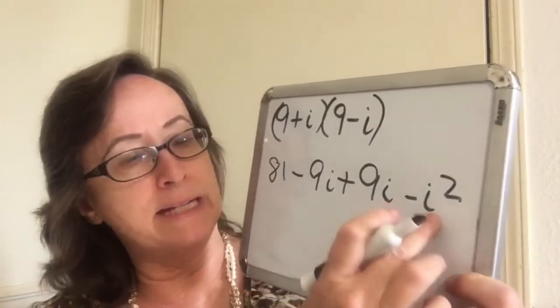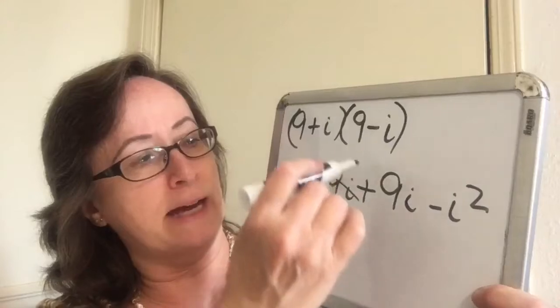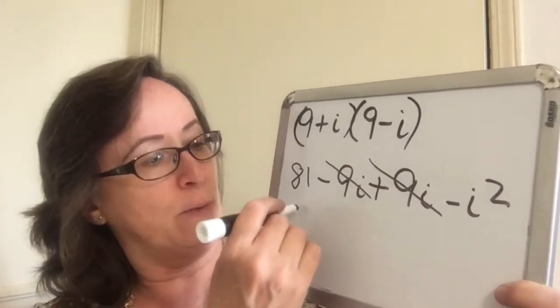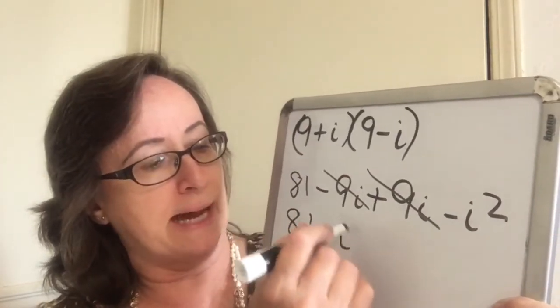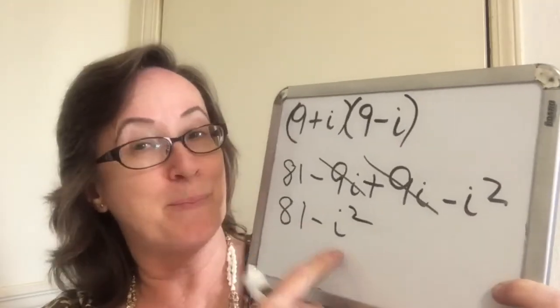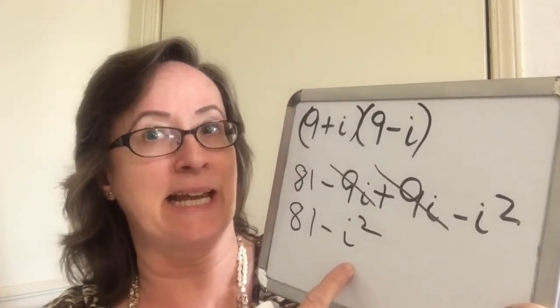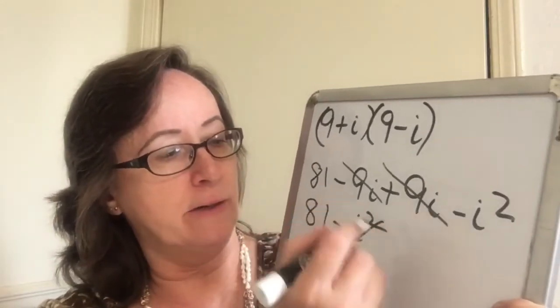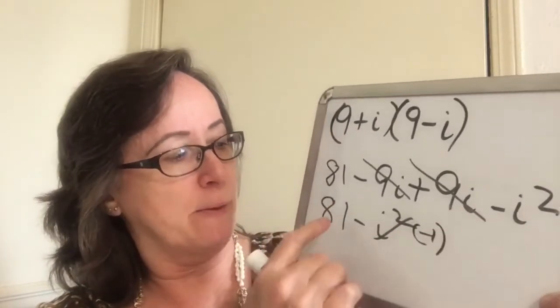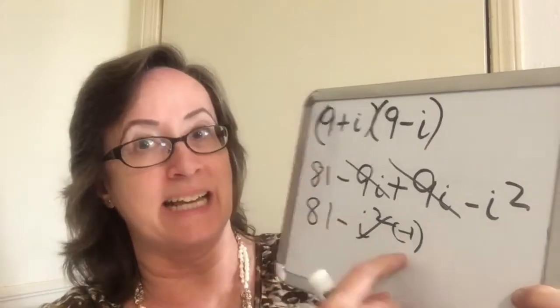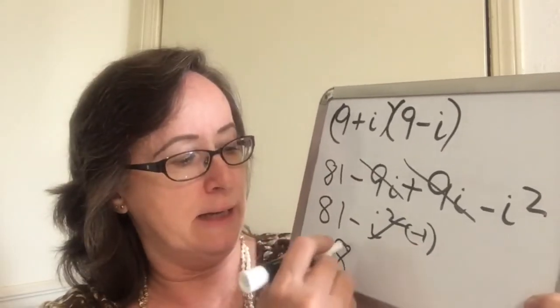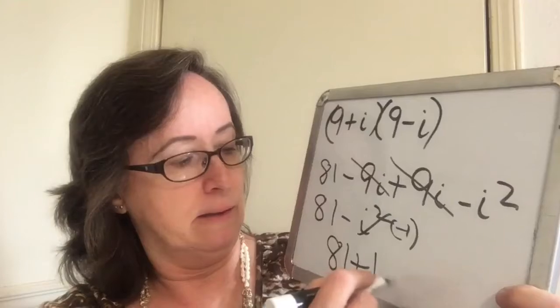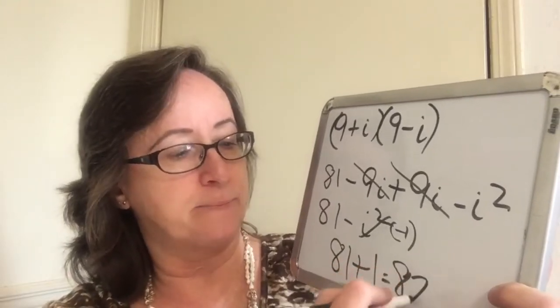Okay, so the negative 9i and the positive 9i cancel, and we wind up with 81 minus i squared. But the i squared is a negative 1. So we wind up turning this into a negative 1. So we've got 81 minus a negative 1, which is 81 plus 1, which is 82.